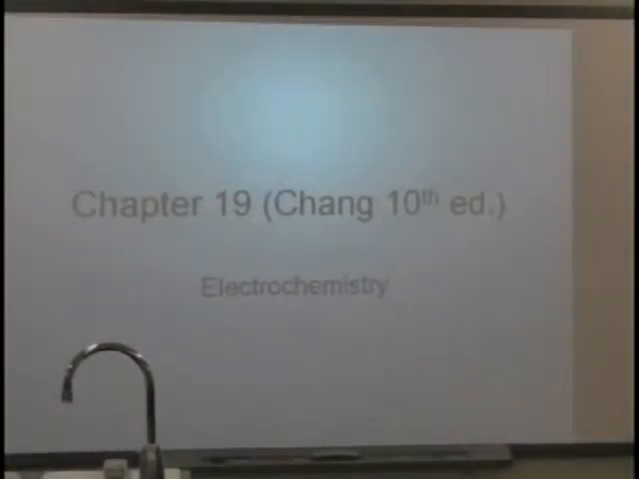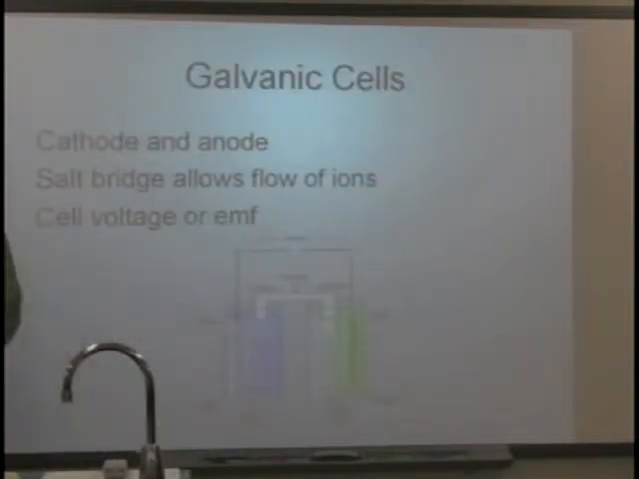This is chapter 19 for AP Chem Review on electrochemistry. To begin with, it talks about what a galvanic cell is. A galvanic cell has a cathode and anode, has a salt bridge to allow the flow of ions, and then you can calculate the cell voltage, or EMF as it is often referred to.